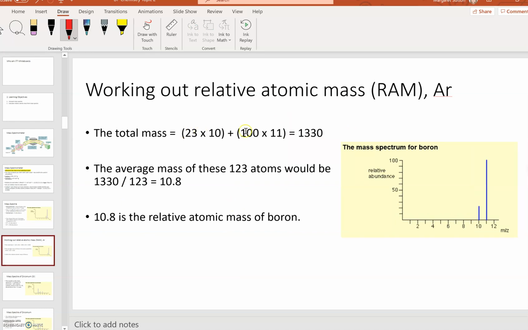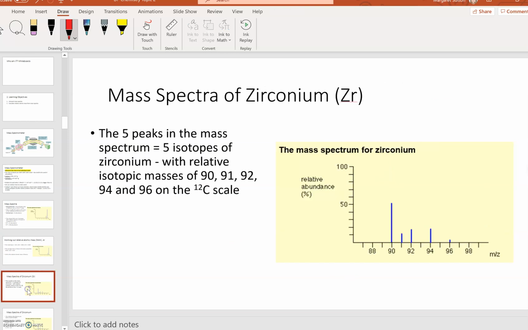So the first thing you do is work out the total mass of those borons. So 23 times 10, the mass is 10, there's 23 of them, and 100 times 11, okay? 11 is the mass and there's 100 abundance, and that comes to 1330. Now we know that we're talking 123 atoms, so we're going to turn those abundances into atoms. So if you take 1330 divided by 123, you get 10.8, and that's the relative atomic mass of boron, and that's what you see on the periodic table. So this is how they've come about.